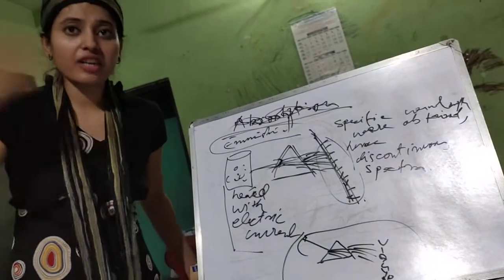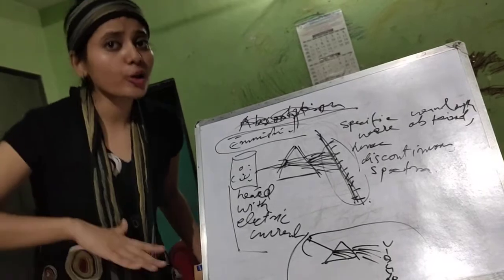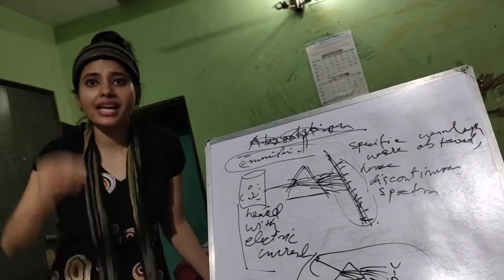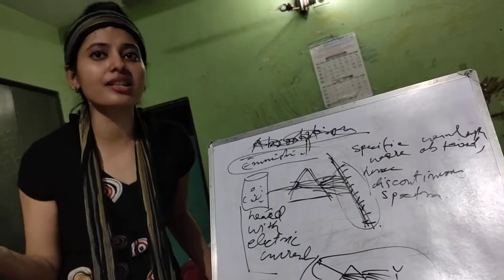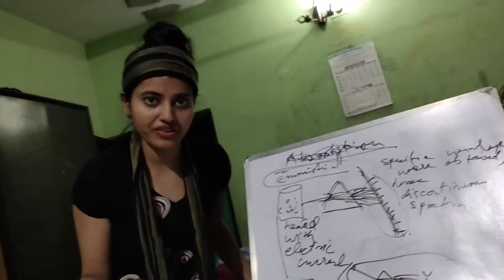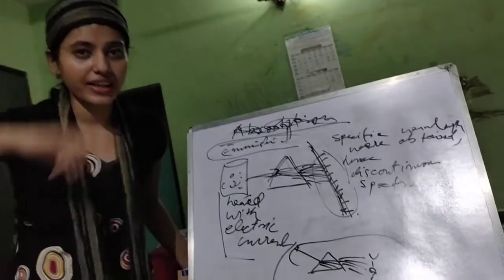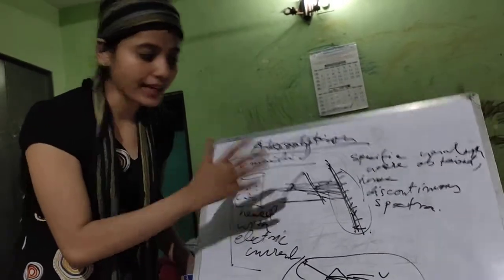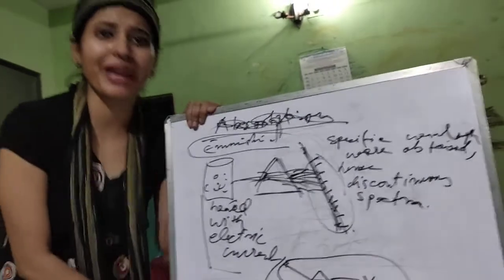So while returning from the higher energy level back to their ground state or their present lower energy level, they emit radiations in the form of electromagnetic waves. These radiations, they are emitting radiations. These are those emissions, and this is called emission spectra.